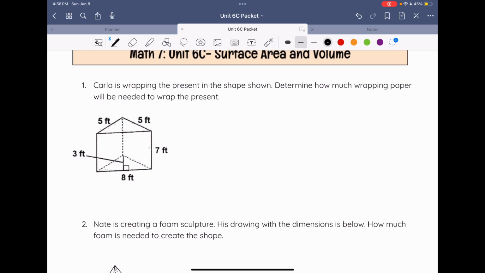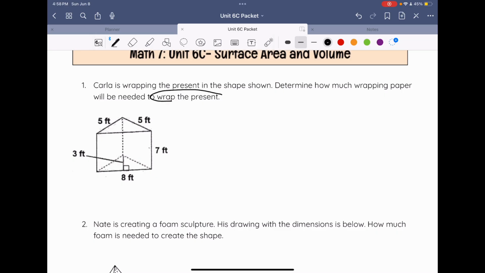Okay, let's head on to the next page. So the way I'm going to do these three problems is I'm going to have you go ahead and try one on your own, and then you can unpause it and check that one, and then pause it again, do the next one, and check it. So I'm going to read the first one. It says, Carla is wrapping the present in the shape shown below. Determine how much wrapping paper will be needed to wrap the present. All right, so go ahead and pause the video. Try this one on your own. When you're all set, unpause and check.